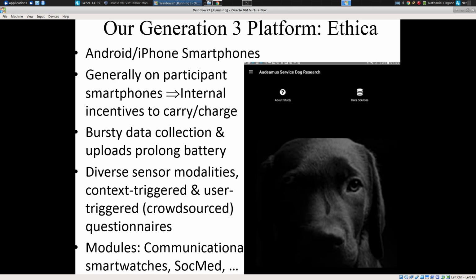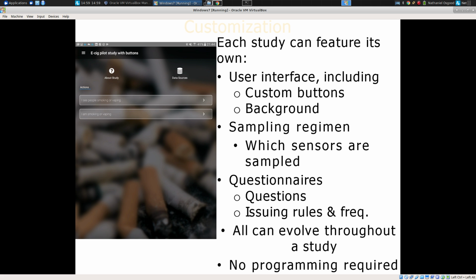And here we're using mobile device collection. This is Ethica. Again, each study here can have a separate user interface with its own buttons, its own background, its own choice of which sensors are sampling, and its own questionnaires, including conditional, these days looping questions, variable substitution, etc. And they can evolve within the study with no programming required.